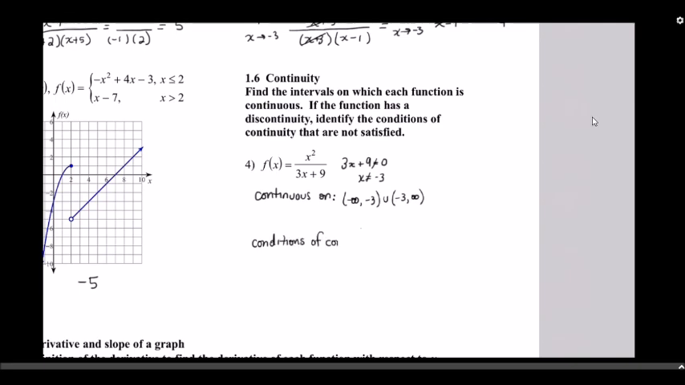Conditions of continuity not met. First of all, f of -3 is not defined. The second condition of continuity, which also in this case isn't met, is the limit as x approaches, in this case, -3. The limit as x approaches -3 of f of x also doesn't exist.